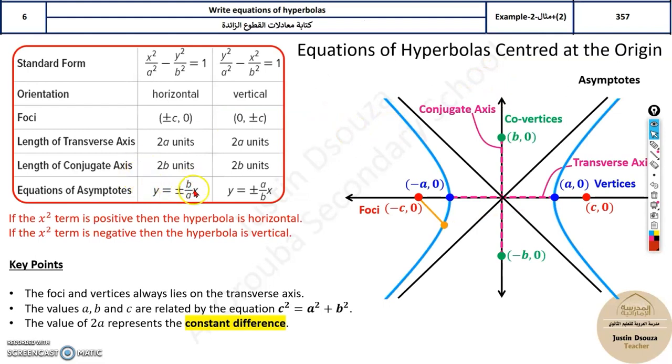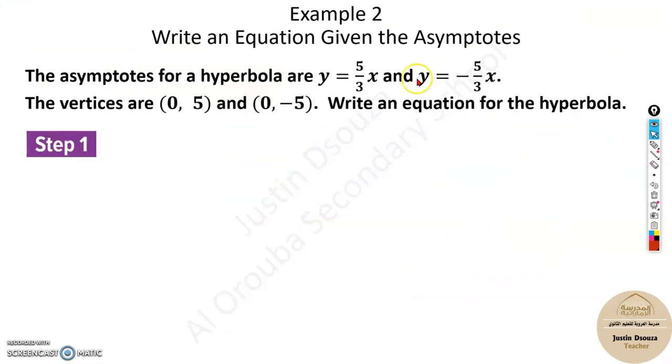So the asymptote is either b by a or a by b. We do not know which one because it can be any one. We do not know whether it's horizontal or vertical. And it's plus or minus, so we have plus and minus. Now, what is the thing? The vertices are (0, 5) and (0, -5).